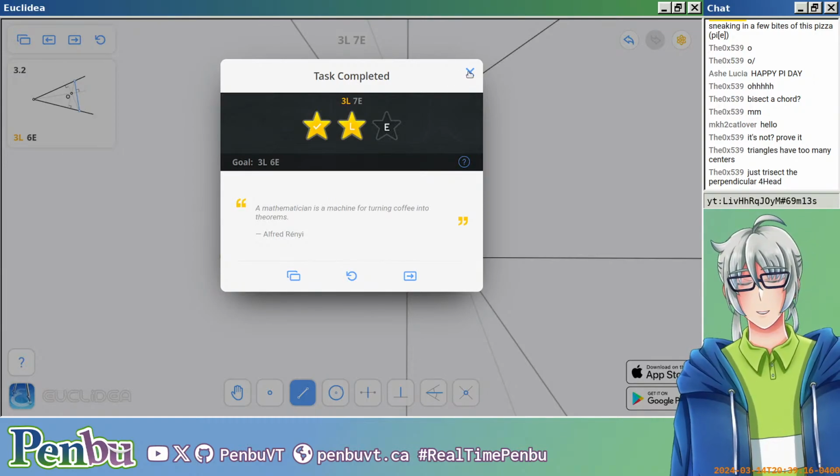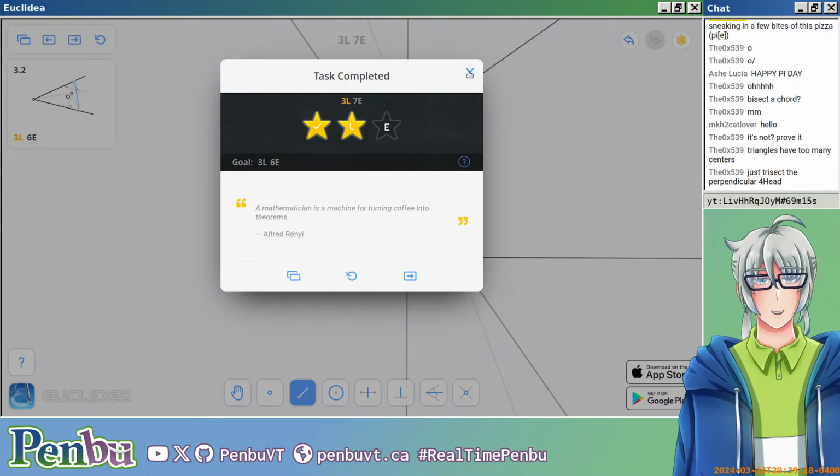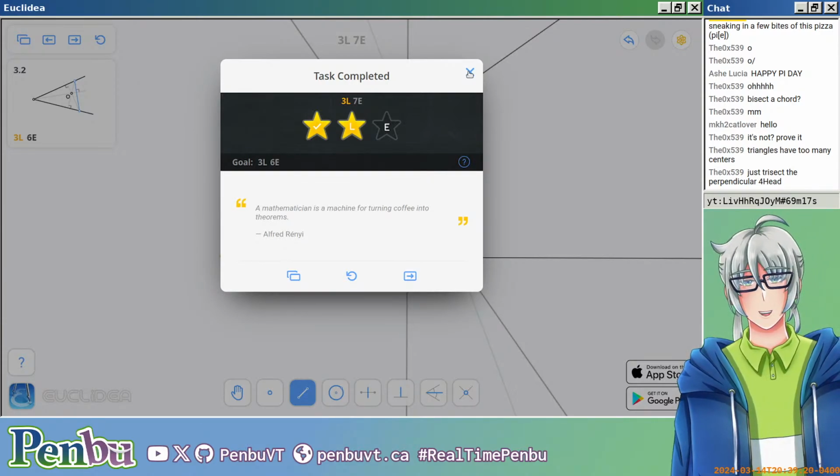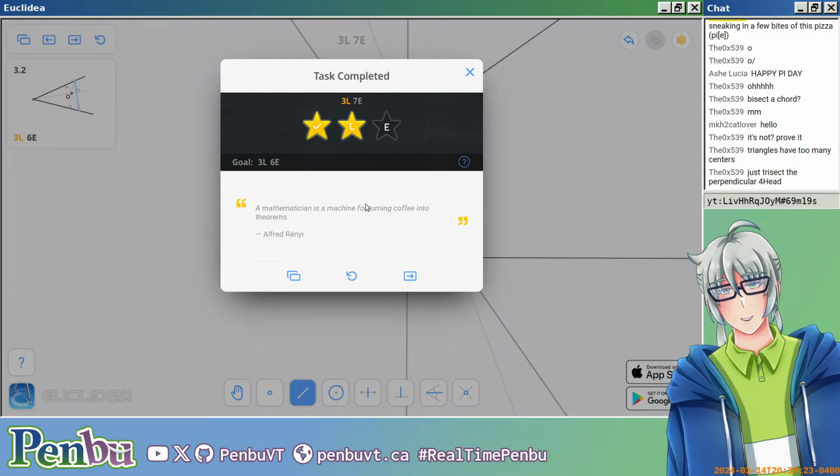Or maybe not. A mathematician is a machine for turning copy into theorems. Alfred Régnier.